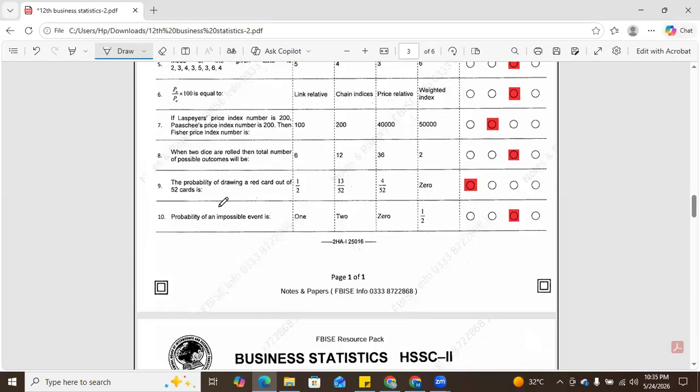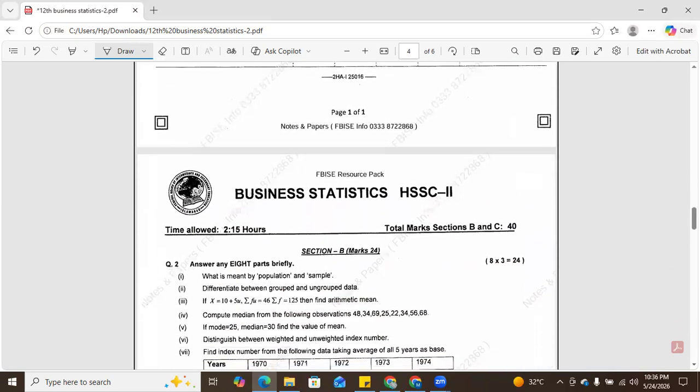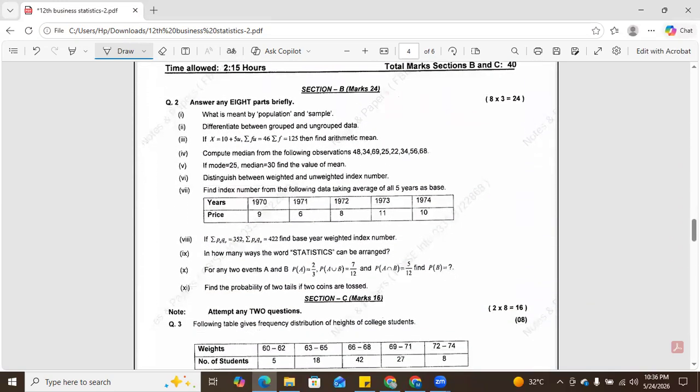The probability of drawing a red card out of 52 cards is 1 by 2. Probability of an impossible event is 0. In the past paper, Section B, these were the questions.